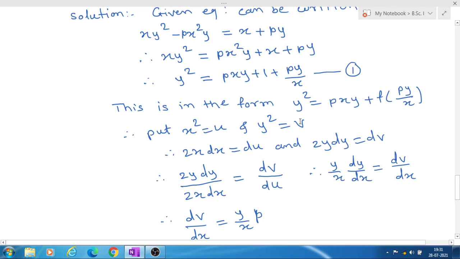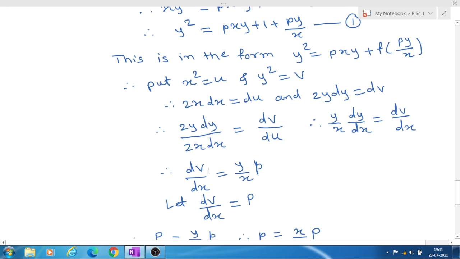So this is now in the form of the first type, that is y² = pxy + f(py/x). Therefore we have the substitution for this type of equation as x² = u and y² = v. Then we have to find the value of dy/dx, that is p.